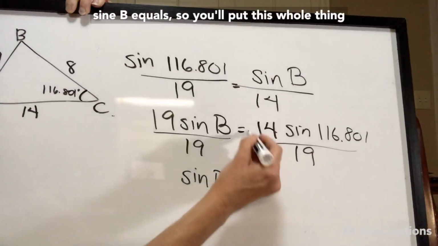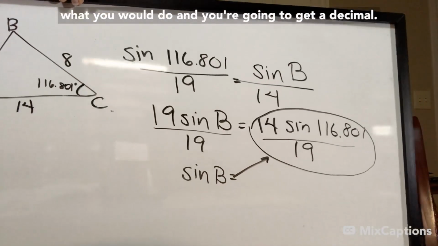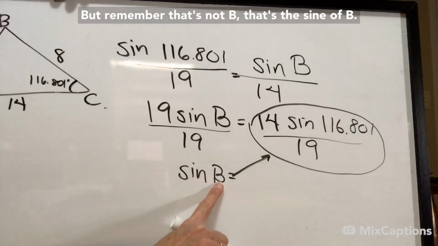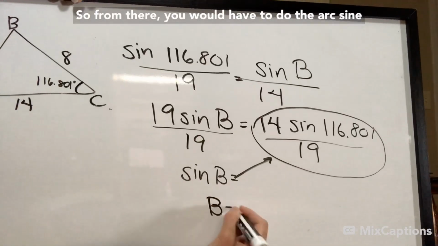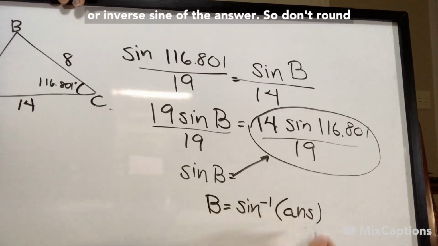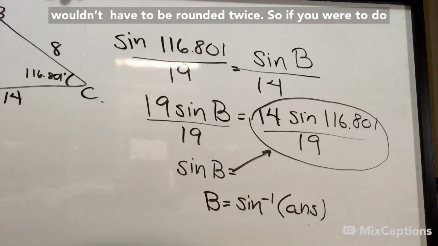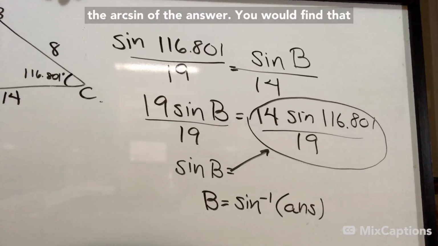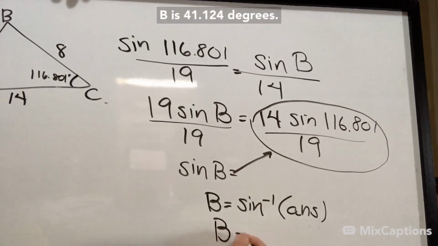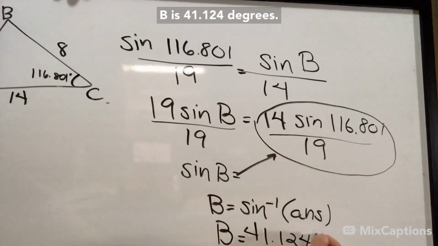So you'll put this whole thing into your calculator. Not going to do it, but that's what you would do. And you're going to get a decimal. But remember, that's not B, that's the sine of B. So from there, you would have to do the arc sine or inverse sine of the answer. So don't round the decimal, just use the answer button so it doesn't have to be rounded twice. So if you were to do the arc sine of the answer, you would find that B is 41.124 degrees.